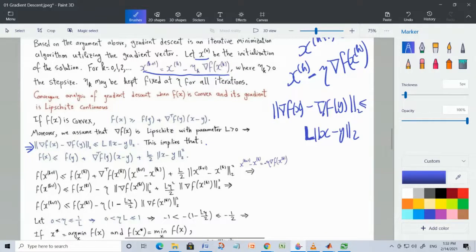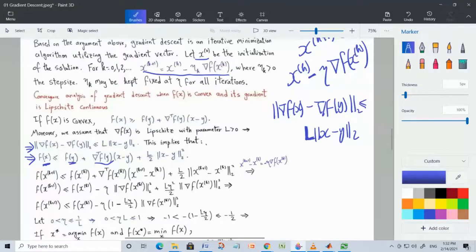In homework 4, you will prove that for functions whose gradient is Lipschitz continuous, the following inequality holds. This is true for every x and y in R^n: f of x is less than or equal to f of y plus the inner product of the gradient at y and x minus y, plus this term here, which is L over 2 multiplied by the L2 norm squared of x minus y.